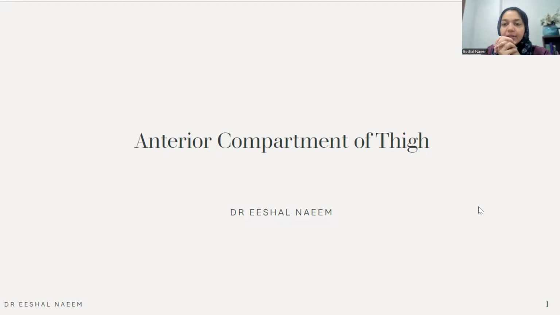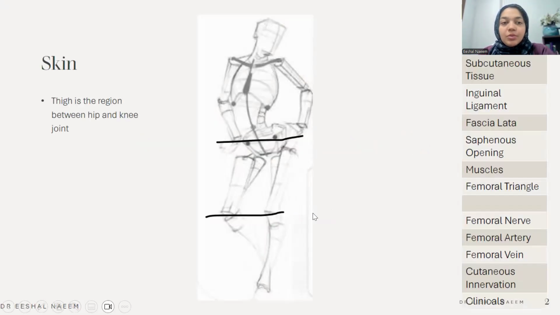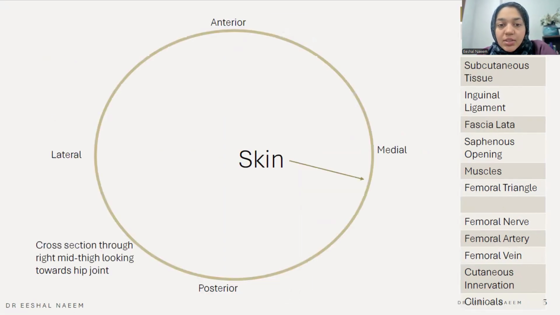We're going to do the anterior compartment of the thigh. This is part of the lower limb. Moving on. Skin is one of the most important things in the anterior compartment of the thigh. Now, the anterior compartment of the thigh is the region between the hip and knee joint, as shown in this image.